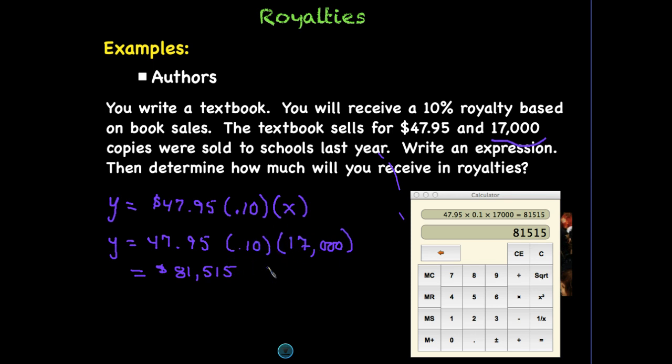So in this case, receiving a royalty, you can continue to receive income. What you created continues to work for you, and you don't have to work any longer, and you'll continue to receive this. So if in the following year you sold more textbooks, you would receive more money. So that's a great way to earn income, is through royalties.